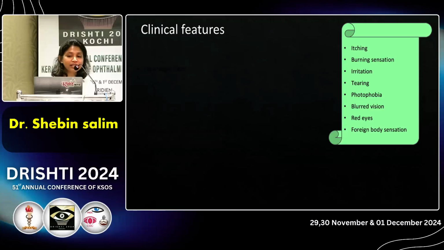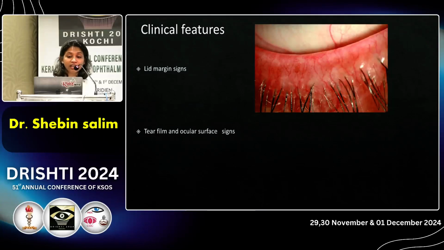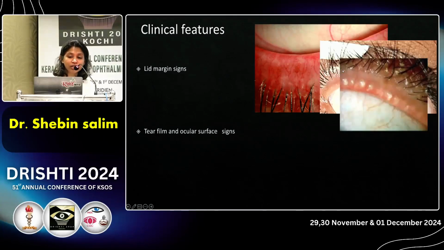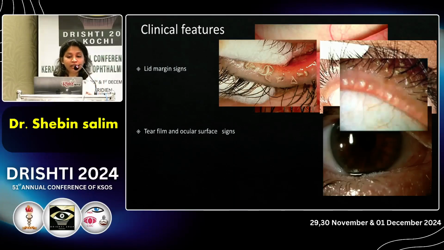Clinical features can vary from itching and burning sensation to foreign body sensation. The signs we can broadly divide into lid margin signs and tear film and ocular surface signs. We have lid margin erythema, sometimes edema, and fine telangiectatic vessels. Then there can be collarettes or scales at the lash roots. Then this is a classical sign of meibomian gland disease, the inspissated meibum you can see, and on pressure you can see this cheesy material coming out from the meibomian glands.